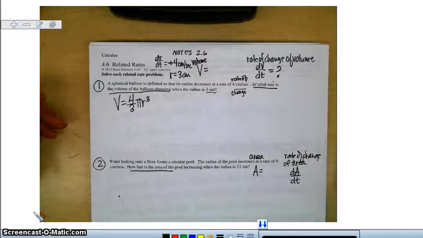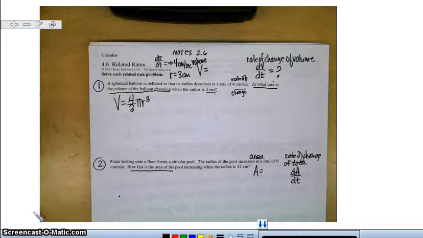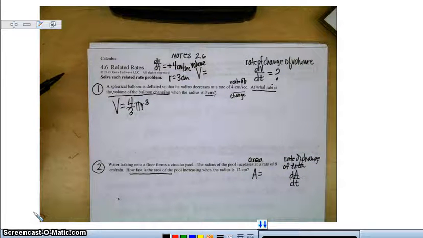I'll give you a formula sheet on the test. All the formulas you need on the board. You should actually know them. But this is the volume of a sphere. So now we've done step 1 and 2.